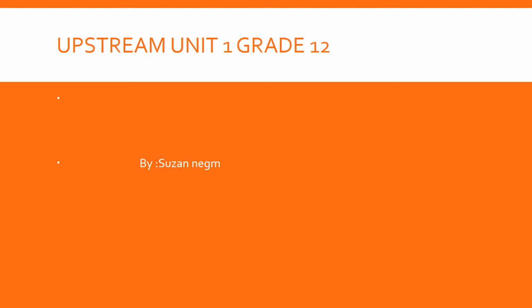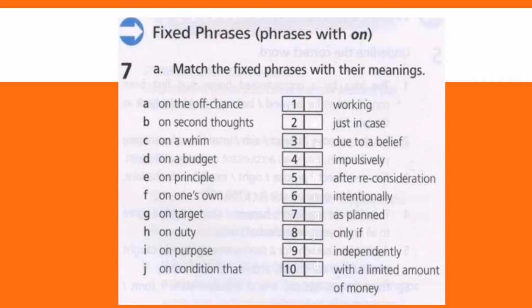I'm Suzanne with you. So here we have a very important exercise. It's about fixed phrases, and they are all today with the preposition on. Here we have all these fixed expressions starting with on, and we have their meanings, and we are to match. So I will start with the first one, working. Which of these expressions with on is equal in meaning to working?